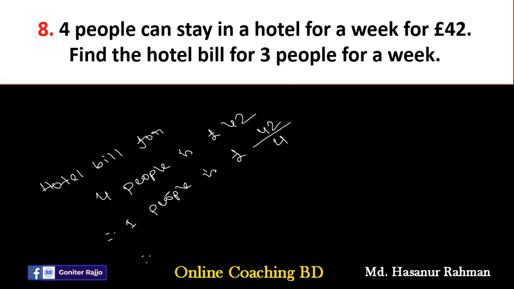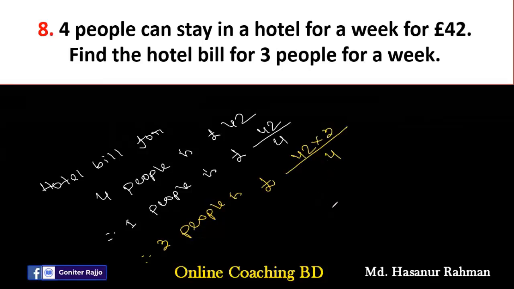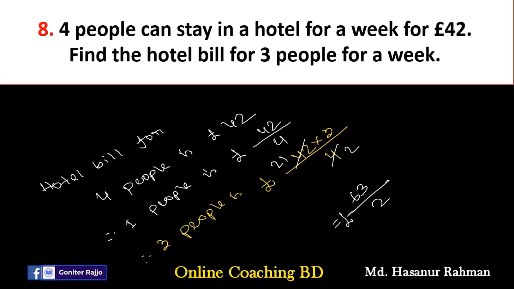Now the final question asks you to find out the hotel bill for 3 people. So hotel bill for 3 people is 42 multiplied by 3 by 4. Now we have to simply divide. 42 and 4 both can be divided by 2. So 21 by 2. So 21 multiplied by 3: 3 1s are 3, 3 2s are 6. So 63 by 2 pounds.